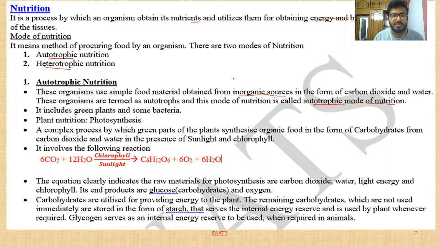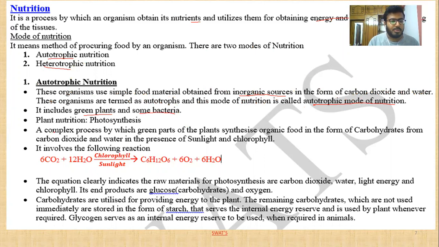So when an organism takes inorganic sources, that is carbon dioxide and water, to make its food, it is known as the autotrophic mode of nutrition. It includes green plants and some bacteria. There are some bacteria that you have to learn. Now the nutrition in plants, what do we call that process? Photosynthesis. You have been learning photosynthesis since way back in 6th standard, I suppose.